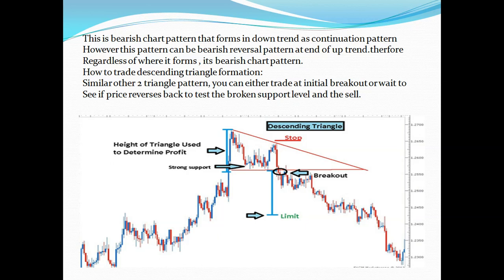So you see here, the height of the triangle is used to determine the profit. How much profit you take from here to here, and that you can book the profit. So for these patterns you have to take previous data from strong support to the top of the descending triangle, and that profit you can book.